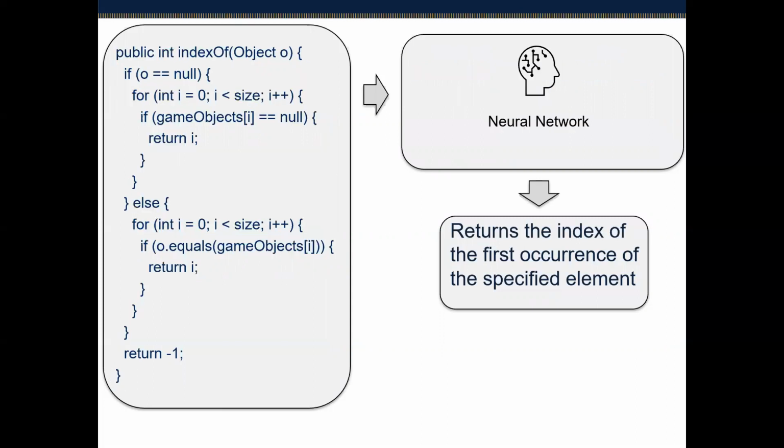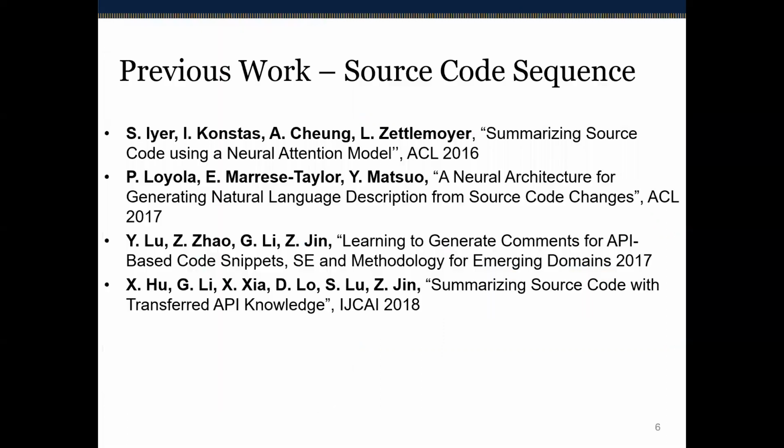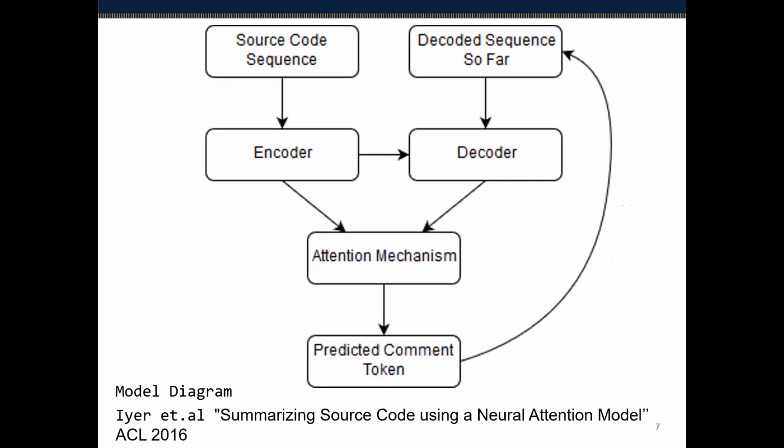A few years later, neural networks and deep learning started becoming popular in machine translation and other natural language processing tasks, and software engineering researchers applied these techniques to source code. In 2016, Iyer used an off-the-shelf encoder-decoder attention model for source code summarization. Later, in 2018, Hu added in API information to the model and improved performance. The common thing between these early works is that they focused on the source code as a sequence of tokens as input to the model.